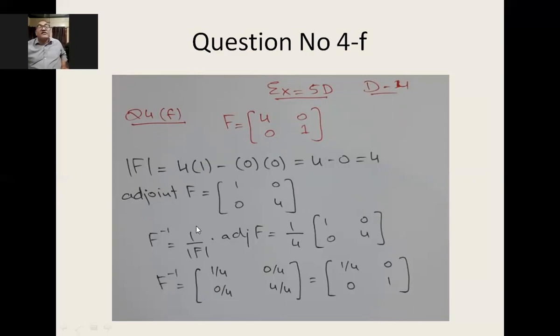So the F inverse is equal to 1 by the F determinant into adjoint of F. So you will have 1 by 4 into 1, 0, 0, 4. This 1 by 4 will be multiplied with every member of that matrix. So you will have 1 by 4, 0 by 4, 0 by 4, and 4 by 4. So you will have 1 by 4, 0, 0, and 1. So this is how you do question number 4.